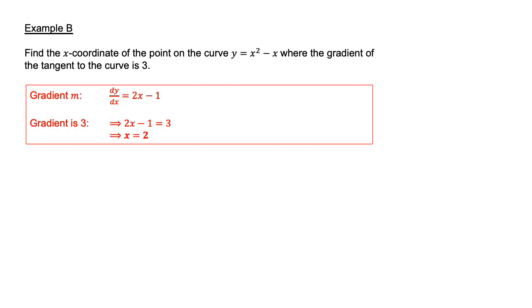So the first thing we've got to do is differentiate the expression. So that becomes 2x minus 1. And then we've been told we've got to work out this x-coordinate when the gradient is 3. So we equate the expression to 3 and solve, and there it is. That is the x-coordinate. They could ask you to work out the y-coordinate, and then you would substitute that x equals 2 into the expression x squared minus x to give the y-coordinate.